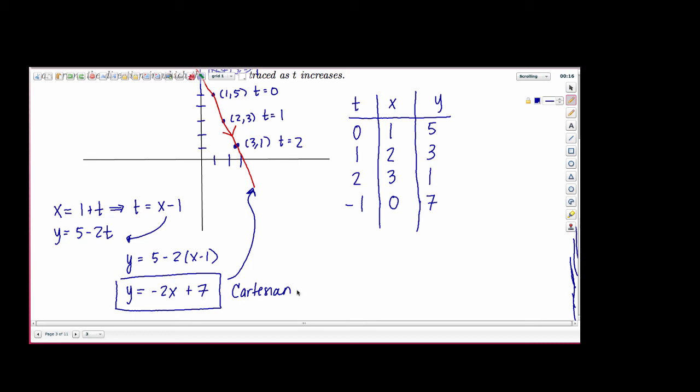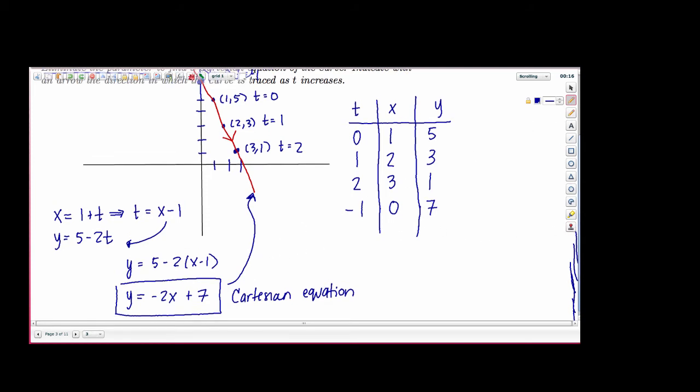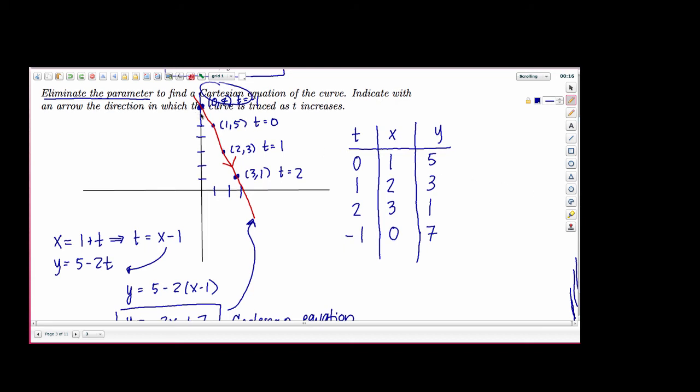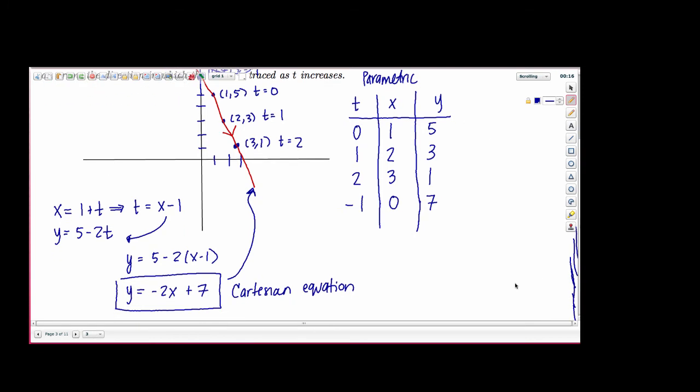So one thing that you want to pay attention to is that when we do this eliminating the parameter procedure, eliminating the parameter is just when we find the Cartesian equation, when we do this, we lose the information about what direction the curve is traced. So the parametric form allows us to figure out the direction of the curve. When we eliminate the parameter to get the Cartesian equation, we do have in some sense a simpler equation, but we did lose the information about which direction the curve is traced.